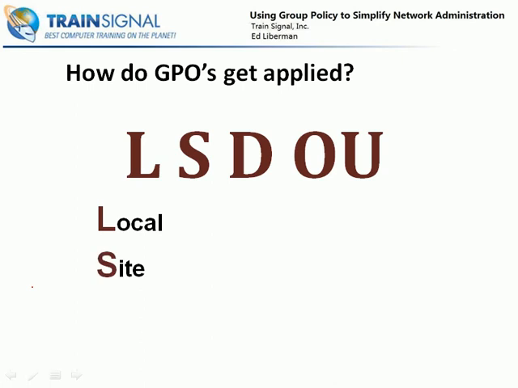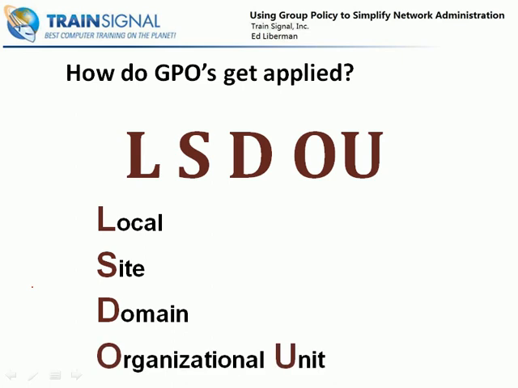The S stands for site, meaning you can link a group policy object to a site. The D stands for domain. As we saw, we could link to a domain. And the OU stands for organizational unit. Not only can we link to organizational units, but that's the most common place where we're going to link GPOs.